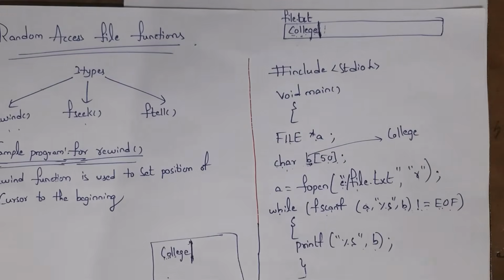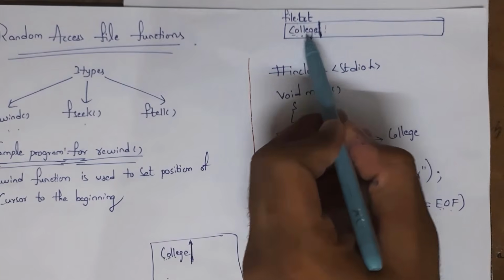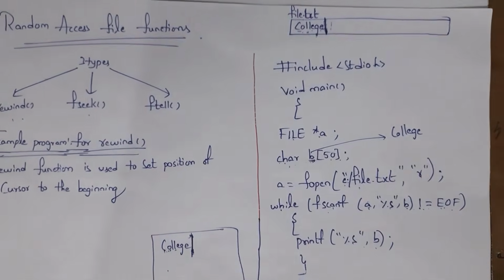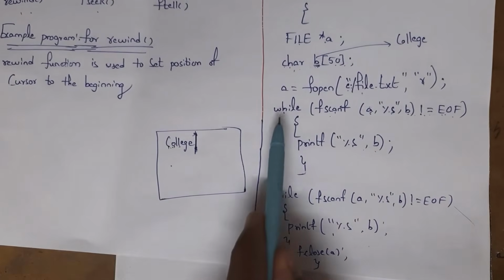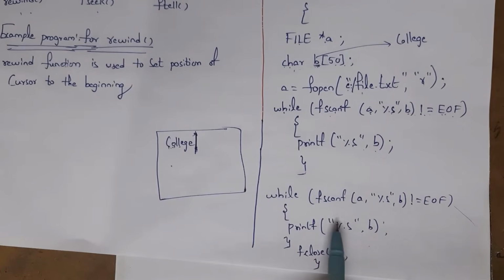Now I want to print this information again. Now I want to print this college again. For that purpose, again I wrote the same two lines of code. Here again I wrote a while loop, and again I wrote printf. By writing this code again, I need to get output twice.